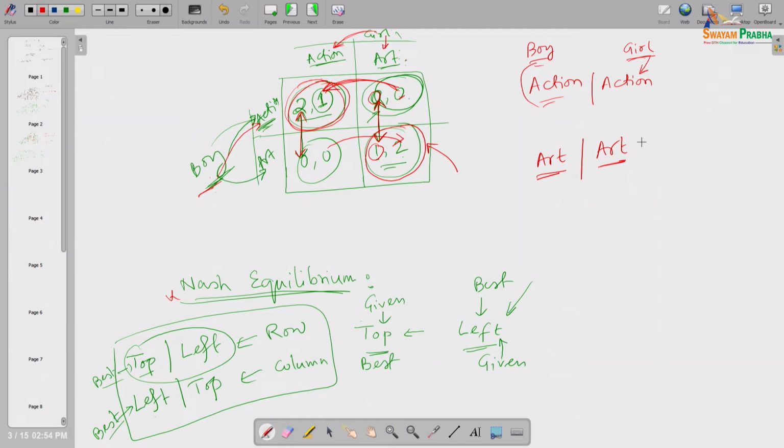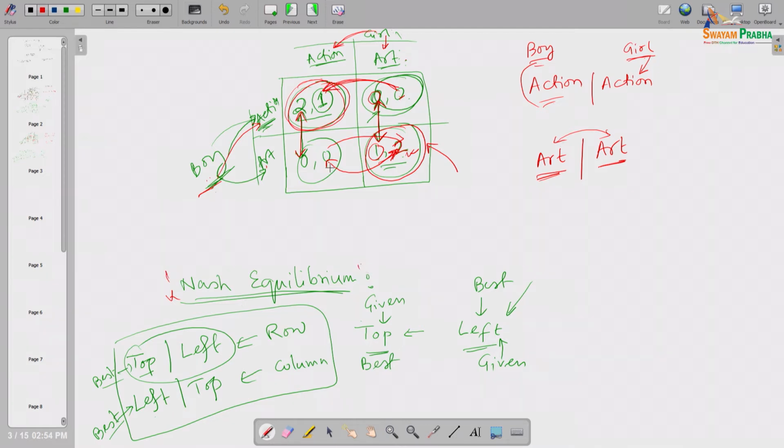Exactly the same way, from the girl's perspective, if the girl knows that the boy is going for art, then she will compare between these two numbers, 0 and 2, and this comparison tells us that the girl should choose art, because by choosing art she will get 2, while alternatively by choosing action she will get 0. So art also satisfies the clauses of Nash equilibrium, both ways matching.